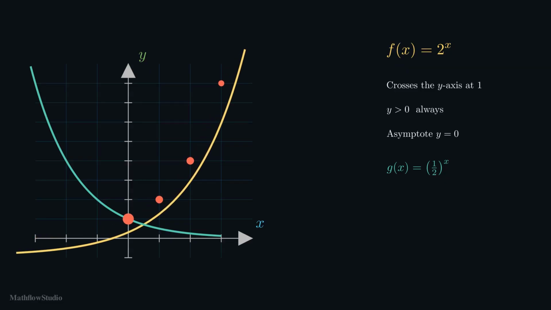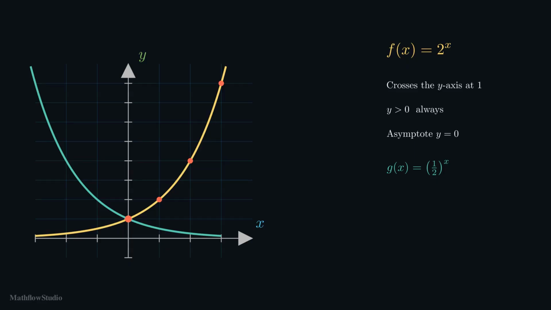An exponential multiplies by its base each step, stays positive, crosses the y-axis at 1, and levels off at the x-axis.